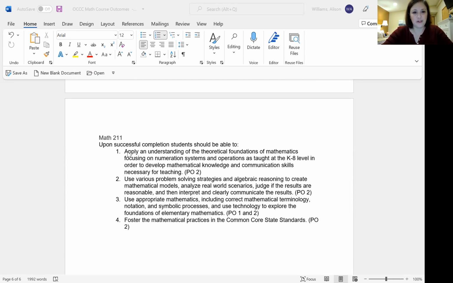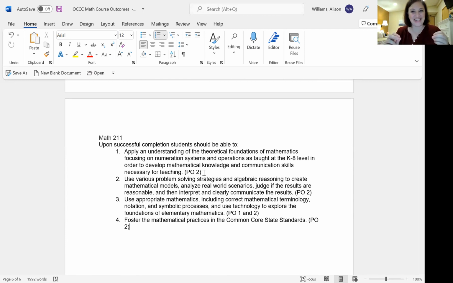And this first outcome right here: apply an understanding of the theoretical foundations of mathematics, focusing on numeration systems and operations as taught at the K through 8 level, in order to develop mathematical knowledge and communication skills necessary for teaching. So that's exactly what I was just talking about.